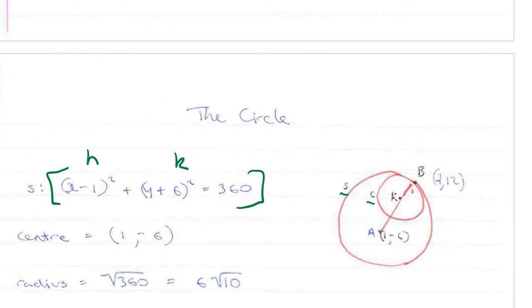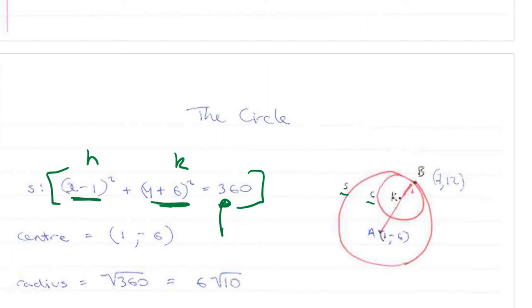It's usually written as (x minus h) squared plus (y minus k) squared. So in this instance, the centre is going to be 1, because that's written in the correct way. But as this is y plus 6, the y coordinate of the centre must be minus 6, and the radius is equal to the square root of the number on the right hand side, which is the square root of 360, which is the square root of 36 times the square root of 10, which is 6 root 10.